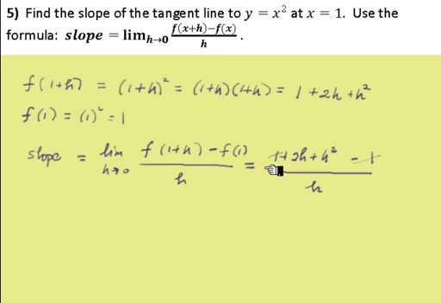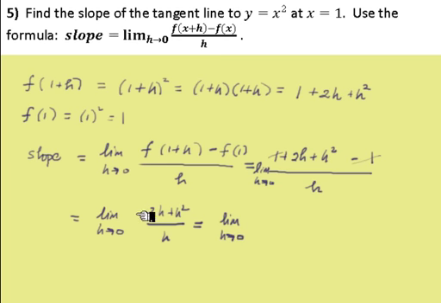Oh sorry, here I have to put in, let me not forget to write limit h goes to 0. Until we actually take the limit, we have to keep on writing limit h goes to 0. Okay, so we have limit h goes to 0 of 2h plus h squared over h. And notice that we can reduce this. We can divide h into the numerator because every term has an h in it. So let's do that.